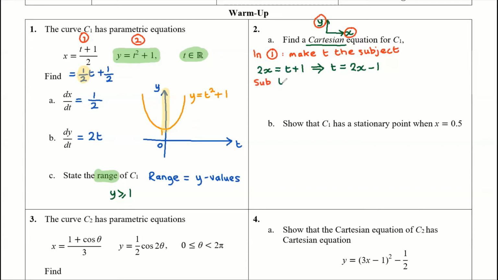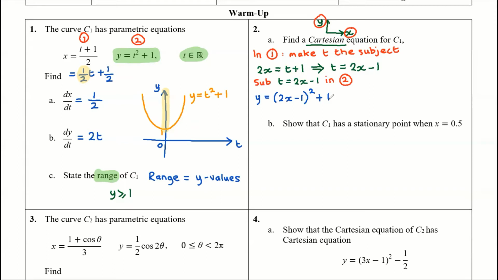So we're going to sub t equals 2x subtract 1 in equation 2. Okay, and this is nice and simple. So if we do that, we're going to get y is equal to, and I just replace t with all that. So it's going to be (2x subtract 1) all squared plus 1. And you can leave it like that if you want. There's nothing wrong with that at all.